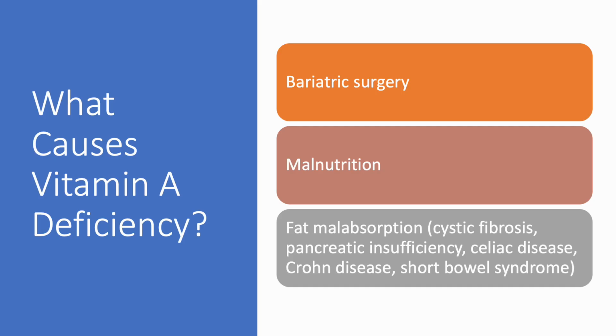Vitamin A deficiency is found after obesity surgery or bariatric surgery in people who are malnourished. You can find it a lot in children in countries where malnutrition is common, and in people with fat malabsorption, such as people with pancreas problem, Crohn's disease, short bowel syndrome, celiac disease, also cystic fibrosis.